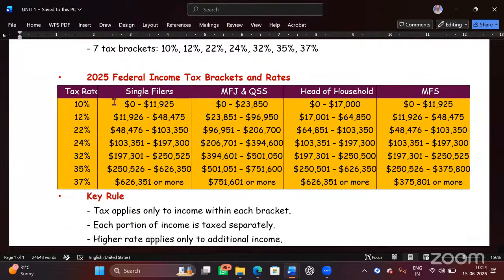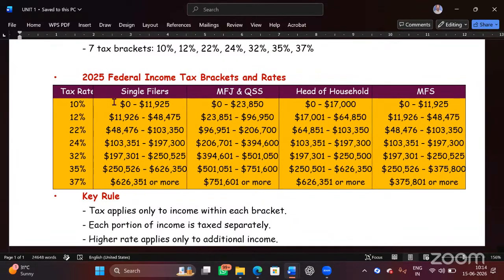The third category is qualifying surviving spouse. Out of wife and husband, if any one spouse died in the current year, then the other surviving spouse will be treated as a qualifying surviving spouse for 2 more years. And the fourth one is head of household.